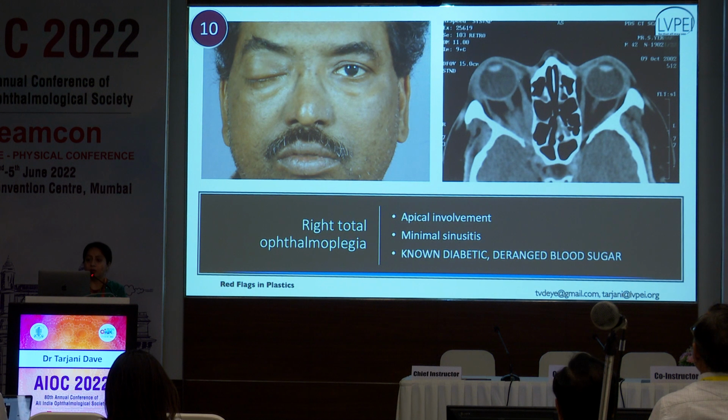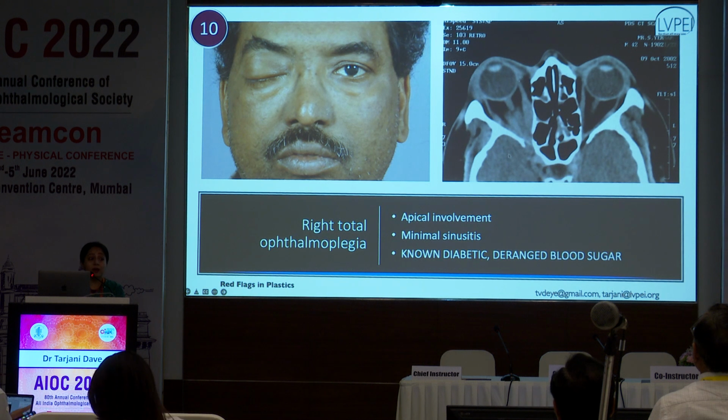Now, this is one picture. It's very old. This, I think, is 2002. You can read on the scan over here. But just to tell you that fungal disease has always been there. It's not that mucormycosis is something that we're seeing only now. This was a patient with fungal disease and absolutely no sinus involvement.